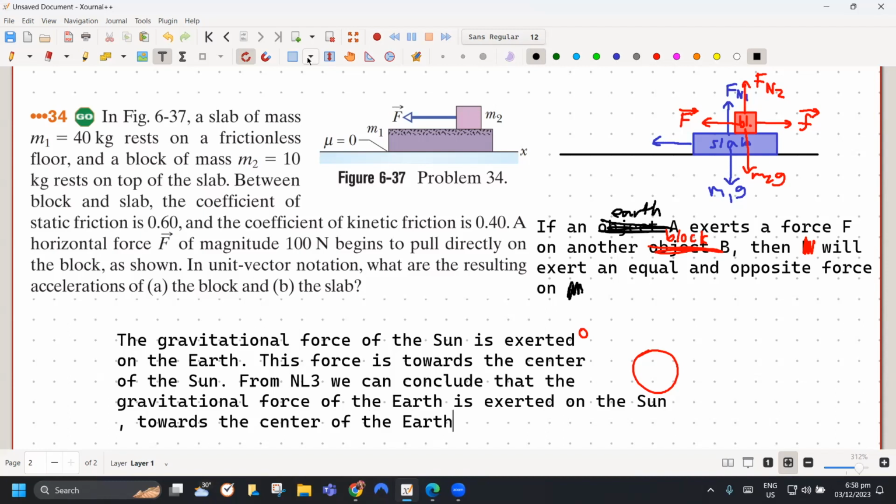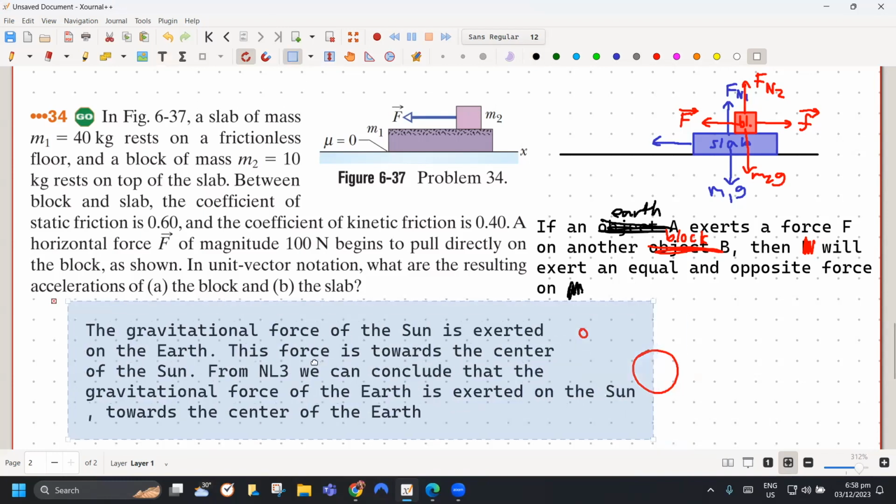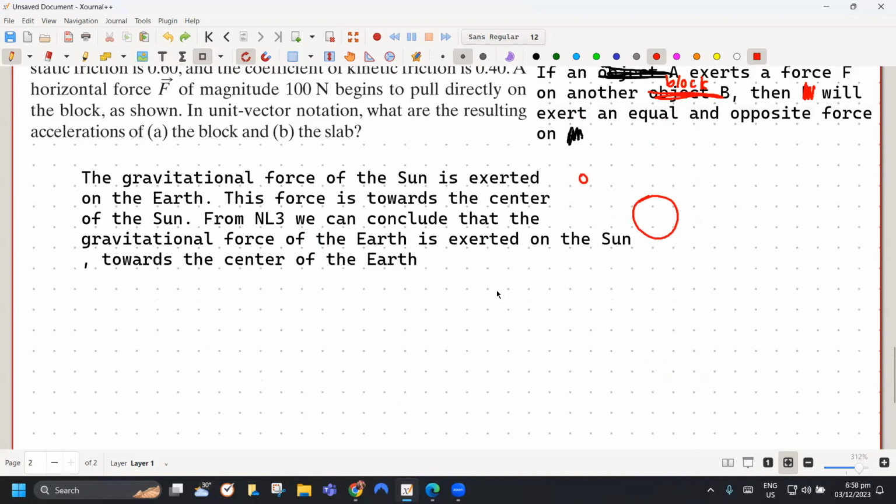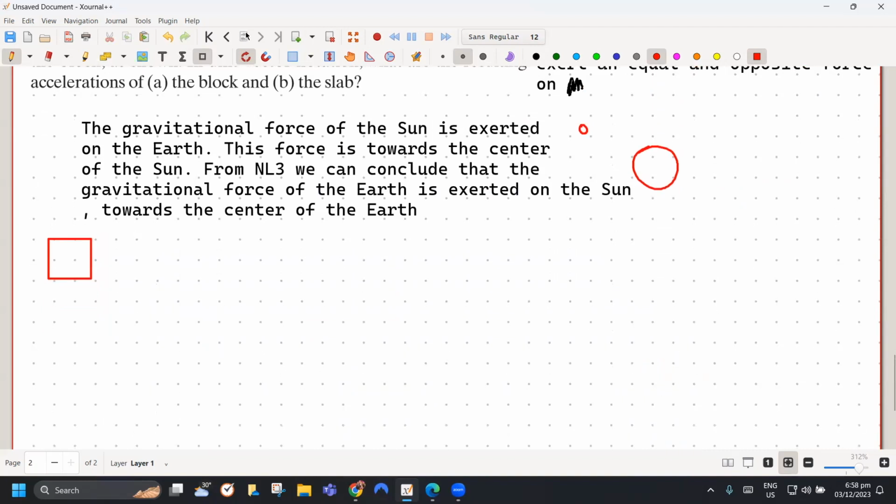Di ba? Ngayon, sun and earth yan. Palitan mo yung sun ng block. Where's the rectangle tool? Hindi, new line, wag mo nang burahin yan. Iwan mo siya. Ngayon, in comparison, yung block ng problem natin is experiencing a gravitational force from the earth. So the gravitational force of the earth is exerted on the block.